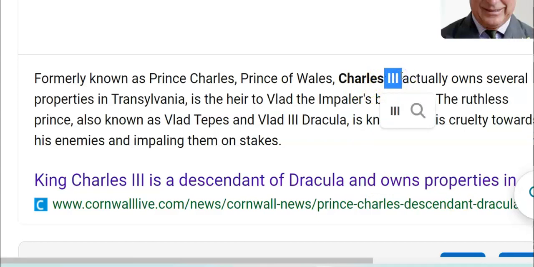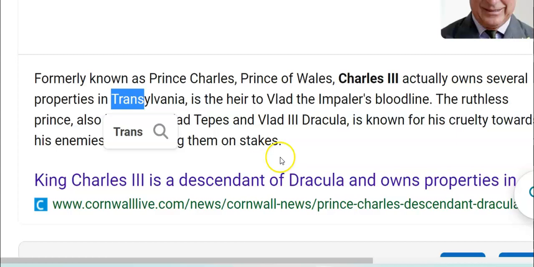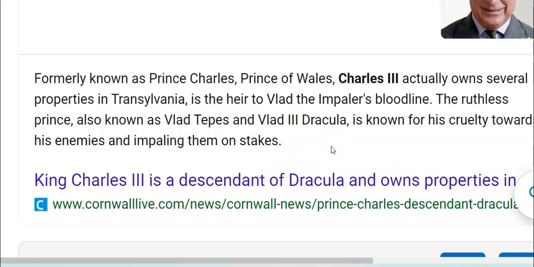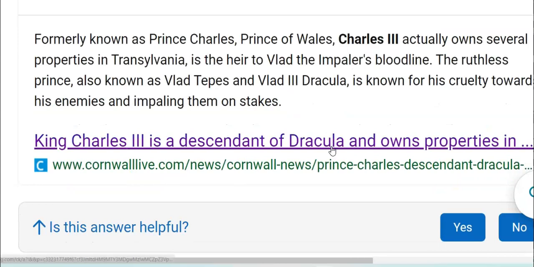But of course, this one's called Free, as in the Masons, right? And owns properties in Transylvania, the trans idea, and is heir to Vlad the Impaler's bloodline. Known for his cruelty towards enemies and impaling them on stakes.